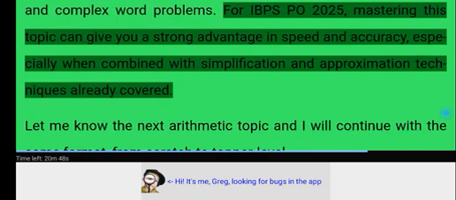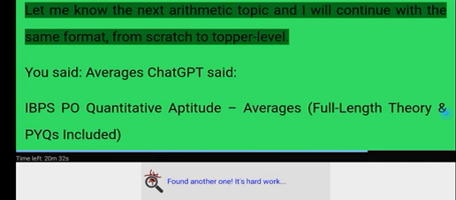For IBPS PO 2025, mastering this topic can give you a strong advantage in speed and accuracy, especially when combined with simplification and approximation techniques already covered. Let me know the next arithmetic topic and I will continue with the same format, from scratch to topper level.